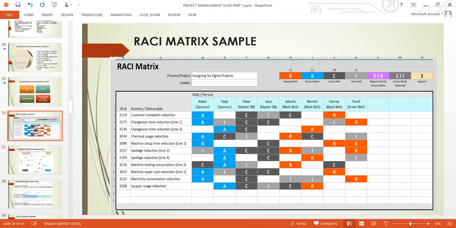This is an example, a sample of a RACI matrix. This is how it's going to look. This is what you are going to be using to manage your stakeholders and your team. What he's saying here is that we are talking about who is responsible and who is accountable, who should be consulted, and who should be informed.